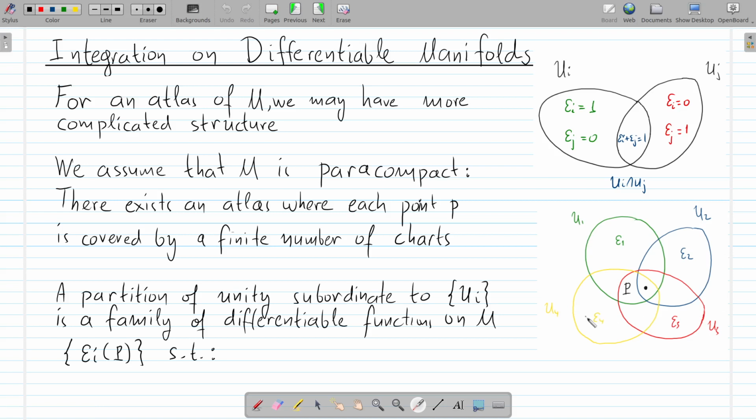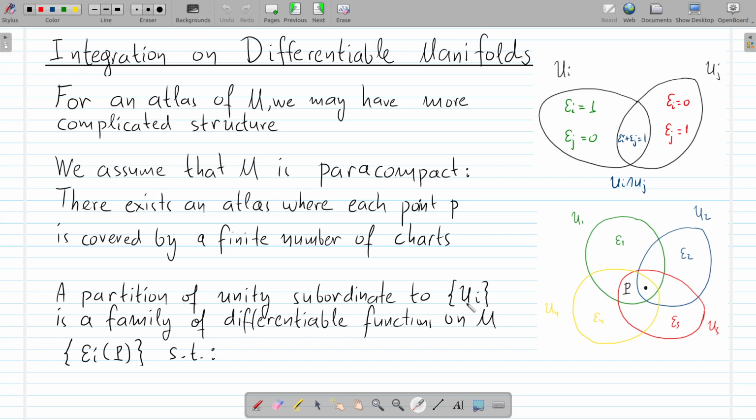So we have to extend these definitions of functions epsilon 1 and epsilon 2, in the case of two sets, to functions epsilon 1, epsilon 2, epsilon 3, and epsilon 4 in this case, but in the general case, the number of charts here is immaterial, so we will consider an atlas that, at the neighborhood of each point, has a finite number of intersections.